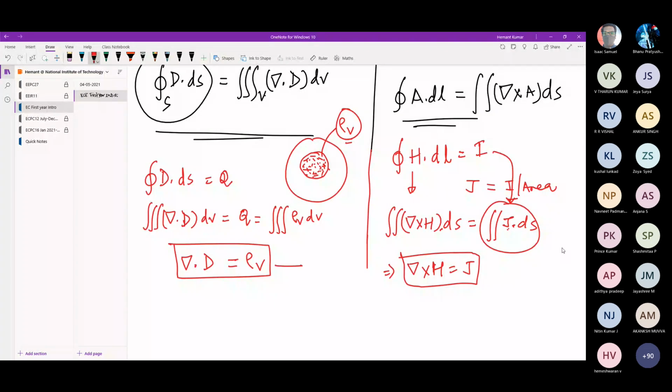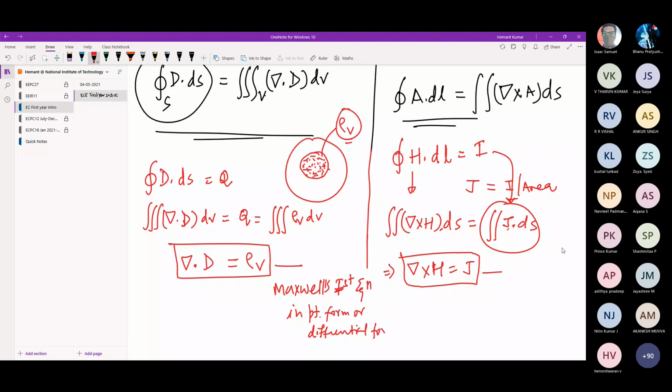Similarly, this is the Gaussian law in integral form, and this is the Maxwell differential form. Some also call it the Maxwell equation in point form. Maxwell's first equation in point form or differential form.